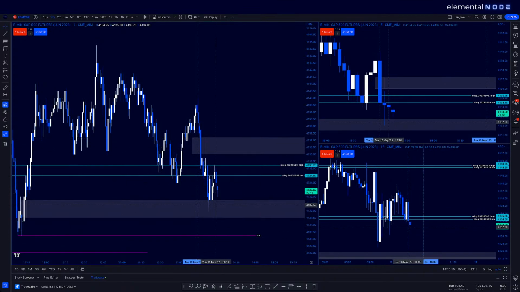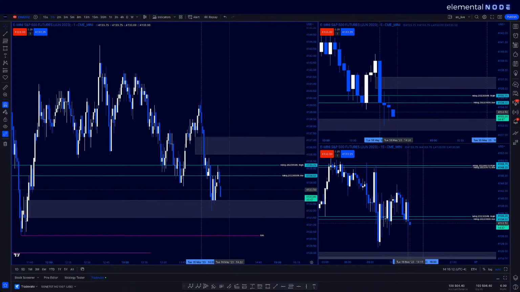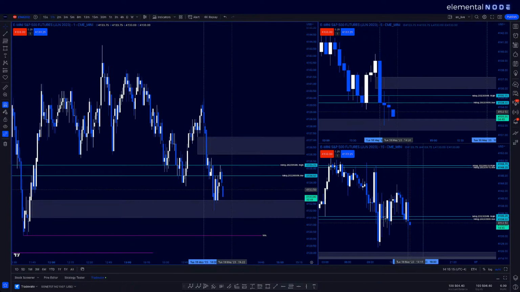But it looks like it may take it just right here. I don't know. Let's see. See what it has to do, what it has to offer. Does it want to take out the sell side liquidity? Put our eyeball down here. Let's watch.